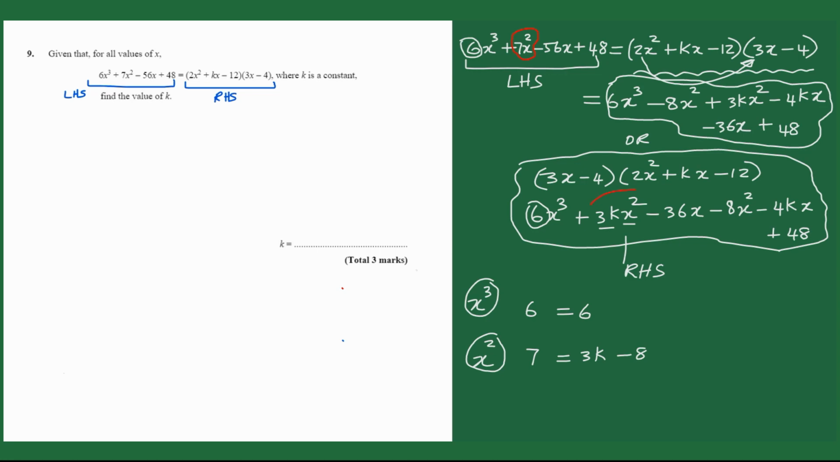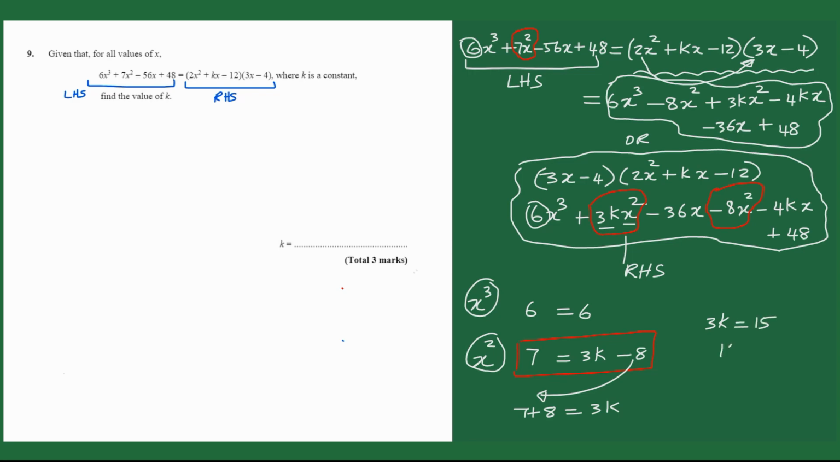So let me change to red color. The x squared term is 7x squared here, and on the right hand side I'm circling the x squared term here and here. Without writing the x squared, I'm only concerned about the coefficient. Coefficient means the number in front of the x squared. Left hand side is 7, right hand side is 3k minus 8. If you solve this equation, you will find the answer for k.